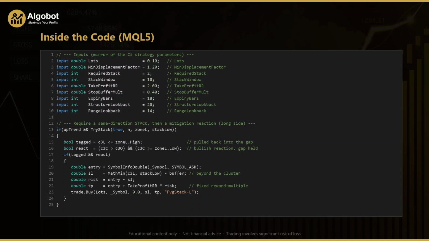the gap held. When both are true, the EA reads the ask price as the entry, sets the stop to the lower of the bar's low or the cluster's far edge, minus the buffer, measures the risk, and projects the take profit at that risk times the reward multiple. Finally, trade.buy fires the order. The sell side, just below this in the file, is the precise mirror of everything you see here.